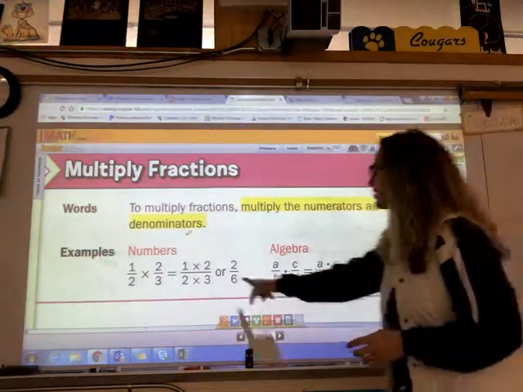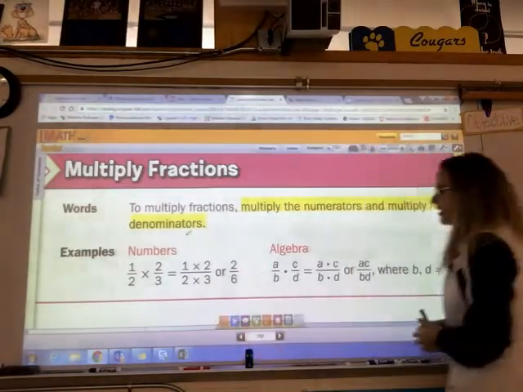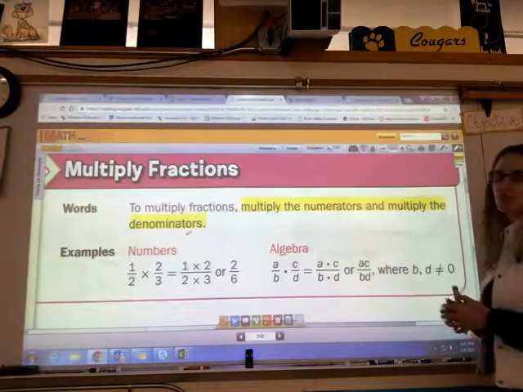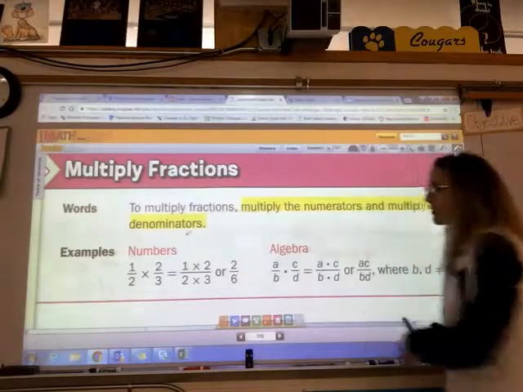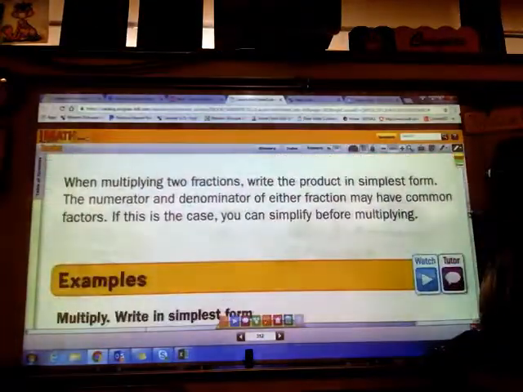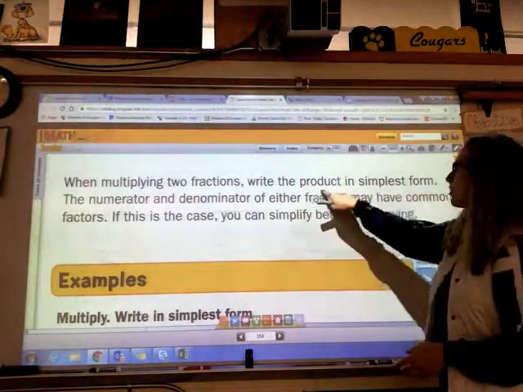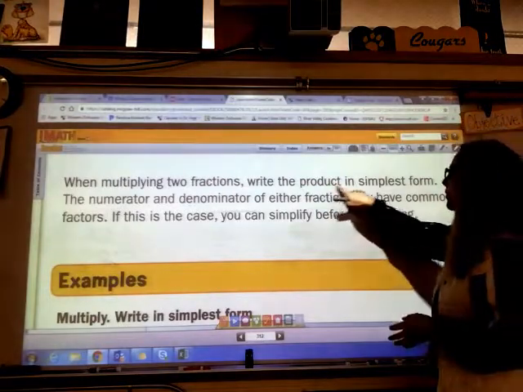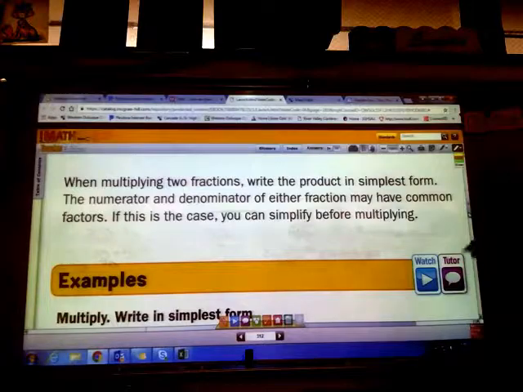Okay, you can take a look at the two examples that they have given you on the board. First one is looking at numbers, and then the second one is with your variables or algebraically. Please note here that with 2/6 we would want to reduce that down to 1/3. Okay, moving along here. Again, the focus is going to be making sure we're writing the product. Remember, product is the answer to a multiplication problem. So we want to make sure that we're writing the answer of the product in simplest form.